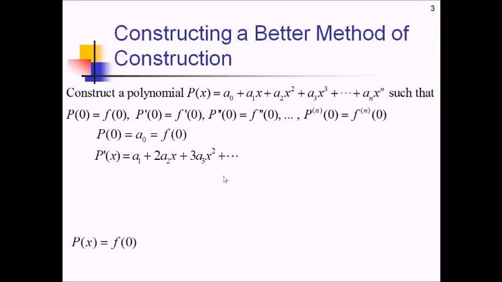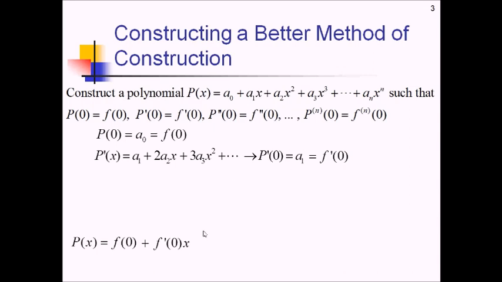Now that we've got all this, just like before, we're going to plug in 0 because we need p prime of 0 to tell us something. That's going to get rid of all these x terms, including the ones I didn't bother writing, except for this a sub 1. But now p prime of 0 matches f prime of 0. So a sub 1 apparently has a value of f prime of 0. Now a sub 1 was just the coefficient of x up here. So the next term in my polynomial is just going to be f prime of 0 times x.